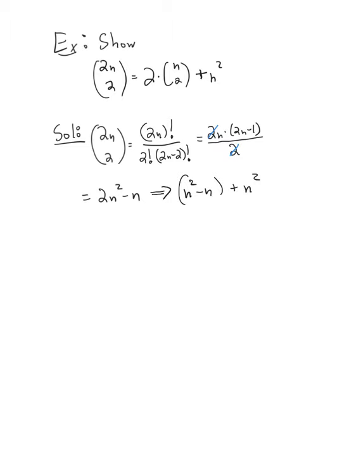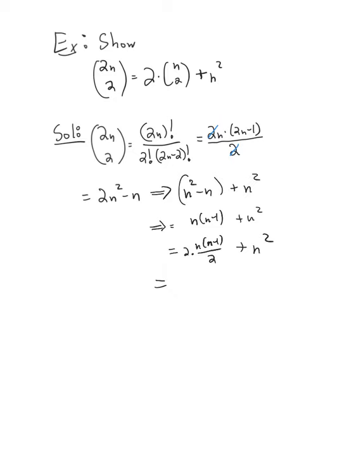Okay. And now we just need to show that n squared minus n is the same thing as n choose 2 times 2. Well, that's not too bad. N squared minus n is the same as n times n minus 1, just factoring out an n, which is the same as, well, let me write it like this. I'm going to write it like n times n minus 1 over 2 times 2. And we still have this n squared.